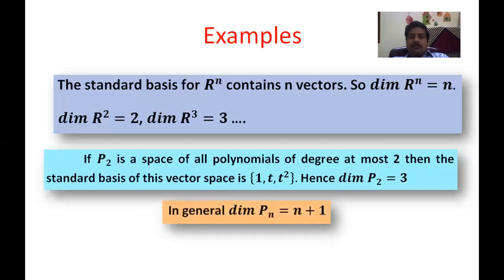In general, the dimension of Pn, where Pn is the space of all polynomials of degree at most n, is n plus 1. So if you want the dimension of P5, that is 6, where P5 is the space of all polynomials of degree at most 5. Since there will be constant terms also, you have to add 1. This one is because of this constant.